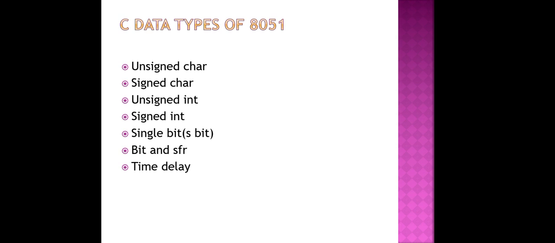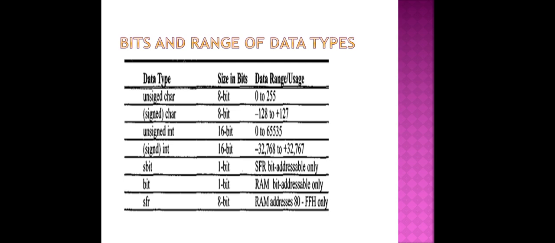These are the data types of the 8051, with bits and ranges of the data types. First is the unsigned character. The size of the unsigned character is 8 bits, and the data ranges from 0 to 255. Second is the signed character. It is an 8-bit data type and ranges from -128 to +127.